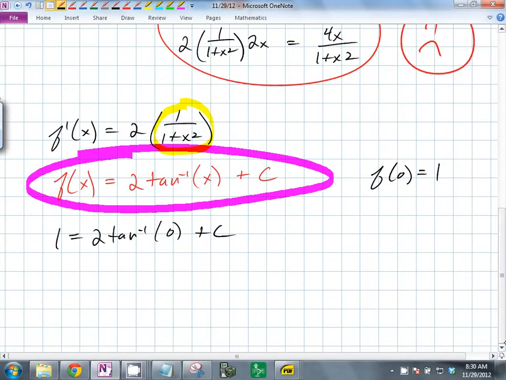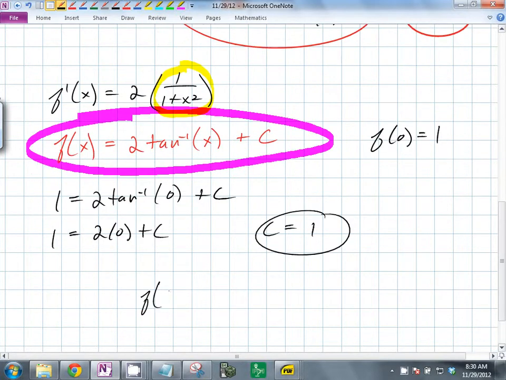When is tangent equal to 0? At 0. So you think 1 is equal to 2 times 0 plus c. So what does c equal? 1. So what's the final answer to this? f of x is equal to 2 tan inverse of x plus 1. There's your final answer.